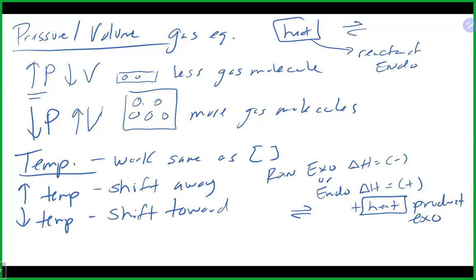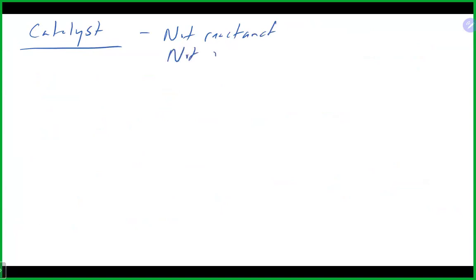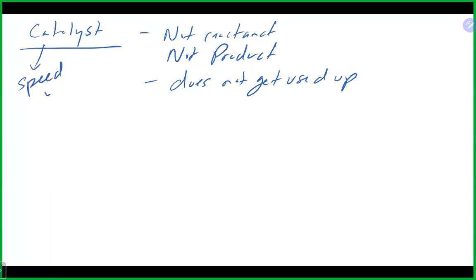The last thing we talked about in terms of Le Chatelier's principle was a catalyst. And again, as we talked about, it's not a reactant. It is not a product. And it does not get used up. Again, it's there usually to speed up a chemical reaction. And in terms of Le Chatelier's principle, it is one of the things that will basically cause a no change situation to occur.